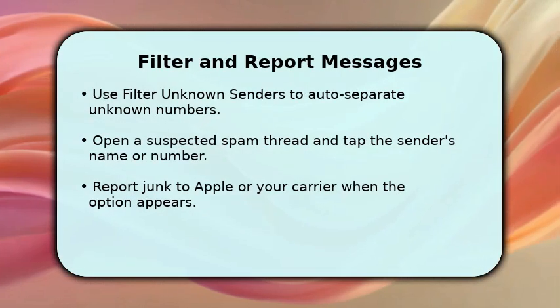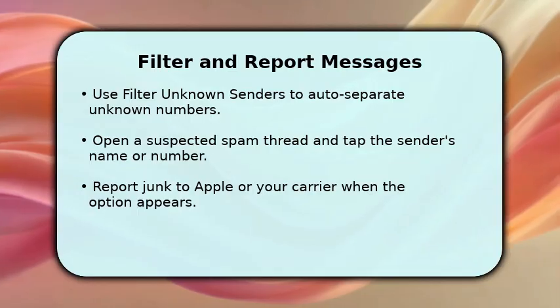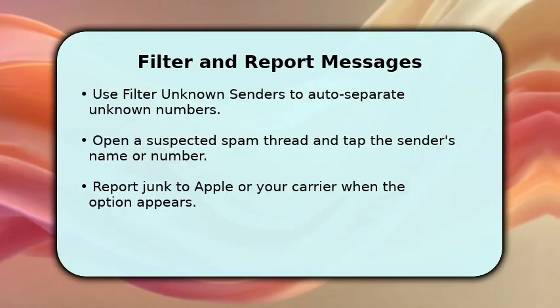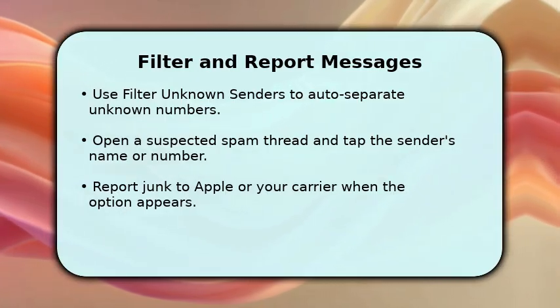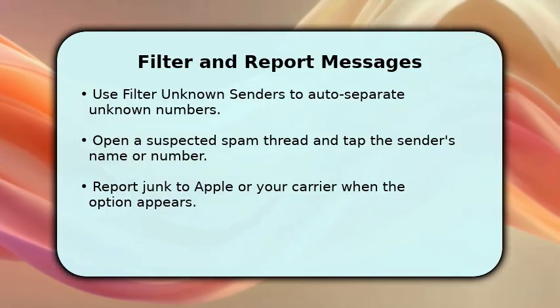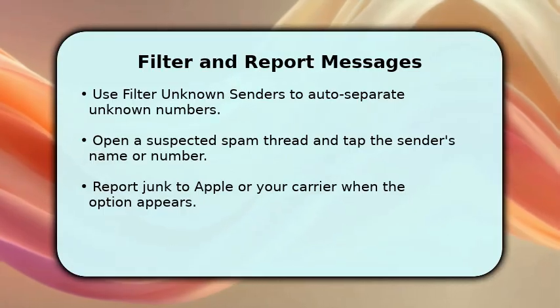Now go back to Messages and select the Unknown Senders tab to review separated items. This is where most spam lives. Tap a sender to see details, then tap the Info button to view attachments, links, and reported history. This helps you decide if a message is dangerous.